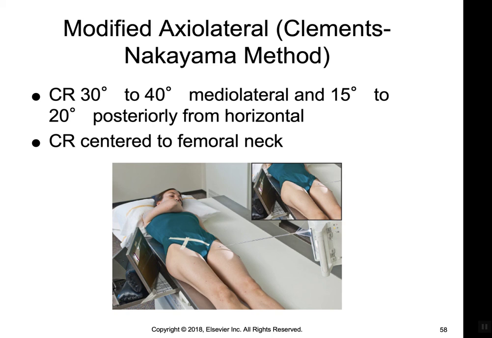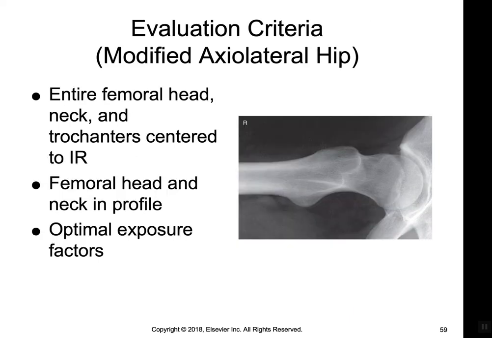Then here's a modified axiolateral or Clements-Nakayama method. The CR is 30 to 40 degrees mediolateral and 15 to 20 degrees posteriorly from horizontal. CR is centered to the femoral neck. And what will you see? The entire femoral head, neck, and trochanter centered to the IR, femoral head and neck in profile using optimal exposure factors. Of course, the Clements-Nakayama method was probably going to be used in a trauma situation where you can't maneuver the patient.